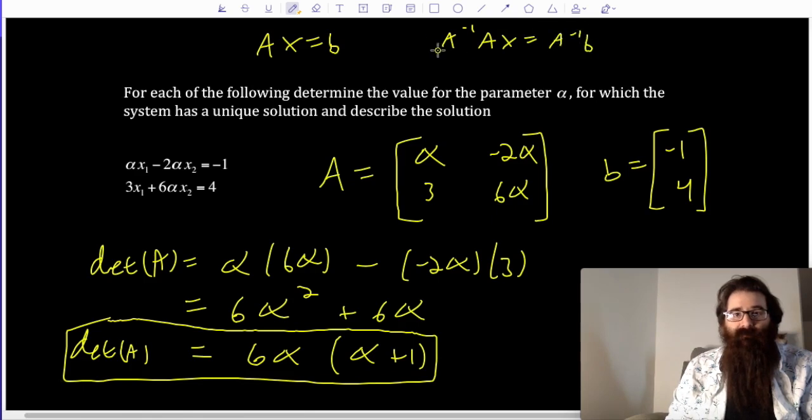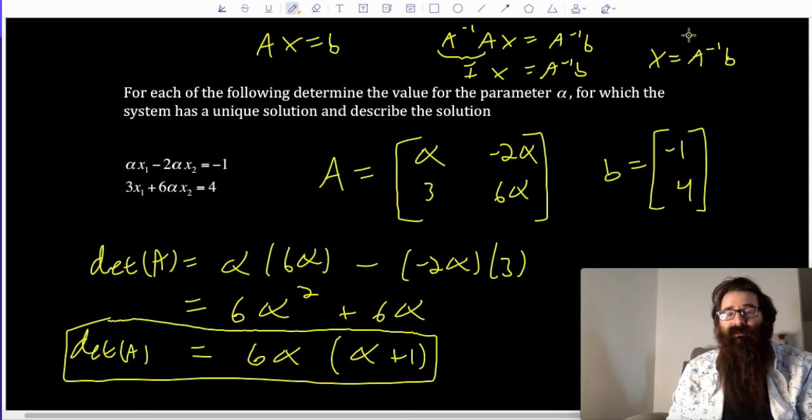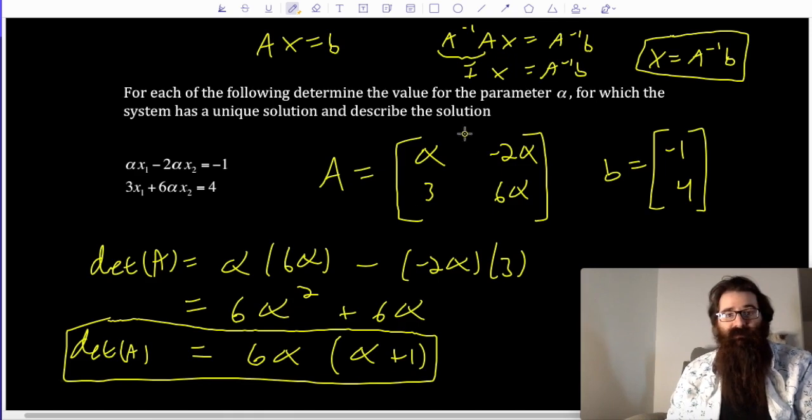And saying, well, A inverse times A gives me the identity times x equals A inverse b, so that my unique solution x is A inverse times b. So in order to find this unique solution, I would need A to be invertible. For A to be invertible, I need to make sure that its determinant is non-zero. We just talked about this. This is sort of a continuation on our invertible matrix theorem.